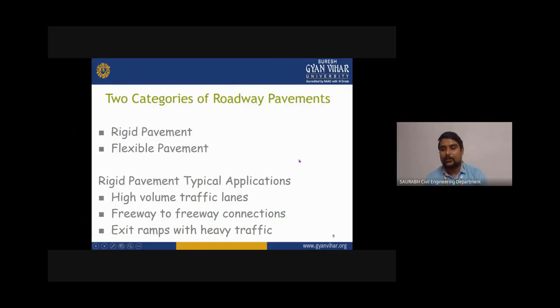There are two categories of roadway pavement, as we all know: rigid pavement and flexible pavement. Rigid pavement is typically applied in high volume traffic lanes, freeway to freeway connections, and exit drives with highway traffic. So here is the application of road pavement, and I have prepared one separate video for the pavement design. If you want to know about it, you can go to the playlist and check that video.